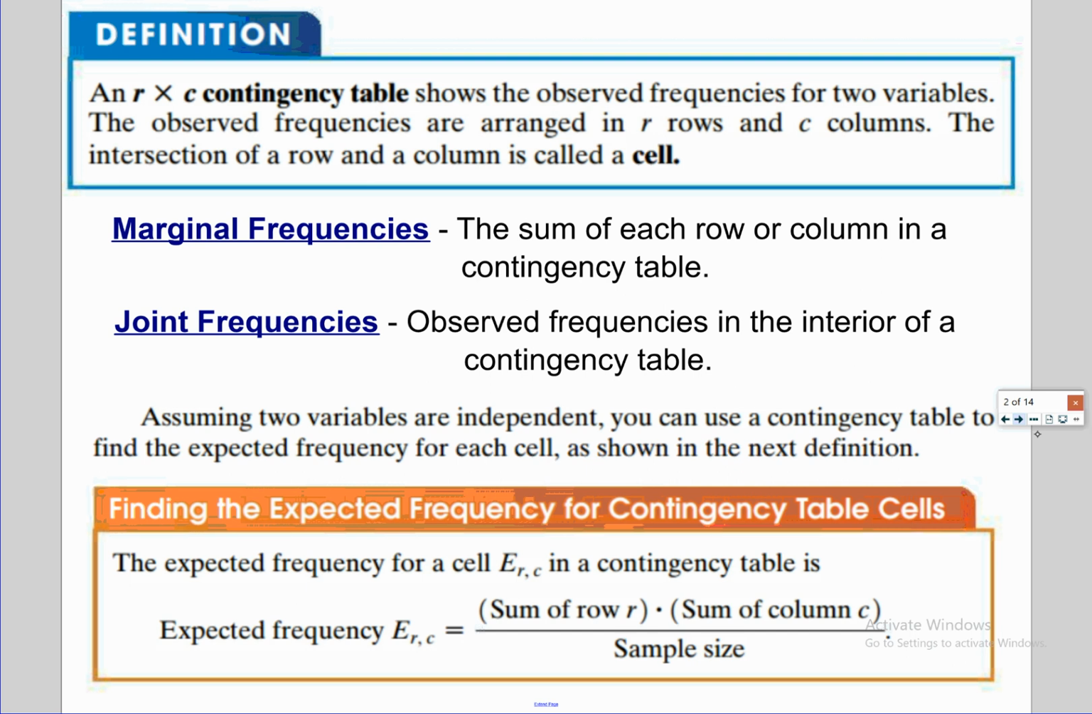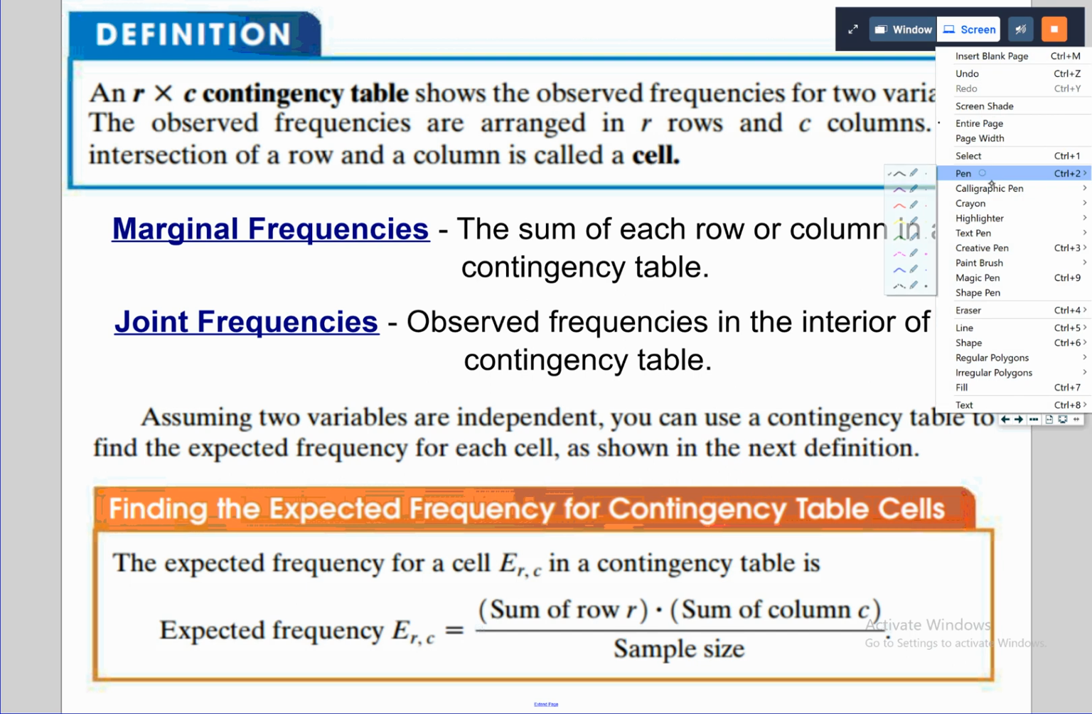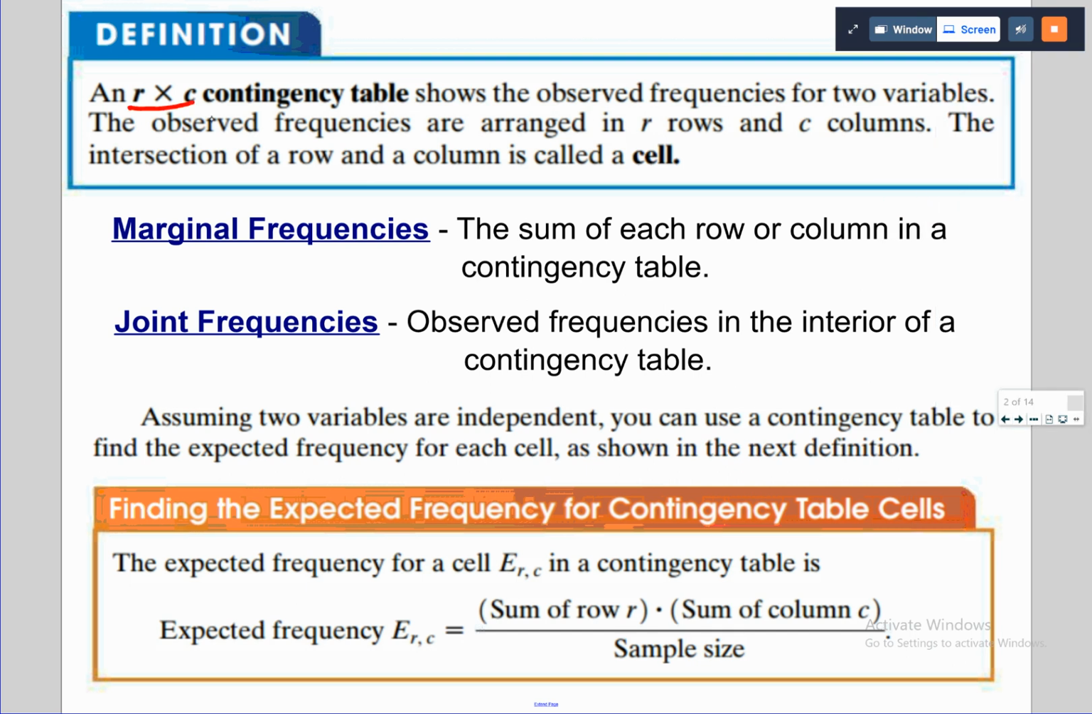R by C is the order of the dimensions that you're going to be given. R is the number of rows, and C is the number of columns, and then each individual little area in the table is called a cell, just like in a spreadsheet. We have two types of frequencies. Marginal frequencies are the sum of each row or column, so they're going to be off to the sides and at the bottom. Joint frequencies are the frequencies that you see within each cell, the interior of the contingency table.